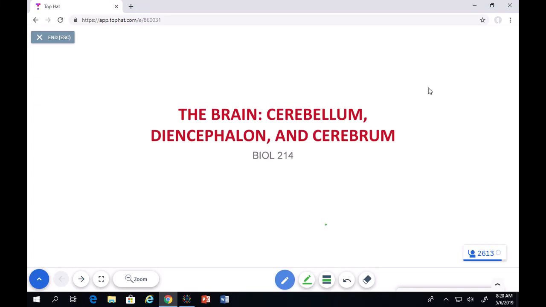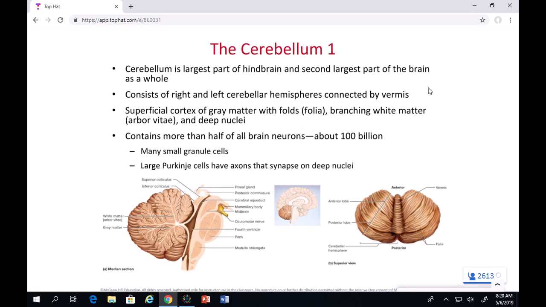So we just finished talking about the brain stem, which has the medulla oblongata, the pons, and the midbrain. Now we're going to focus on the diencephalon, the cerebrum, and the cerebellum. First, let's dive in and talk about the cerebellum.